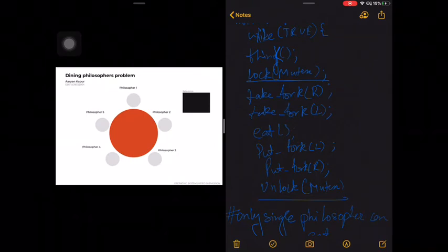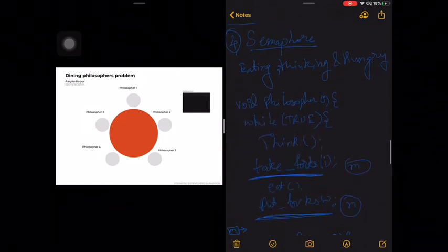Now this works because no other philosopher can eat until the mutex is unlocked. But this is a very inefficient solution, as only one person can eat at a time, and this is probably not a very good solution. So now we look to solve that using semaphores.